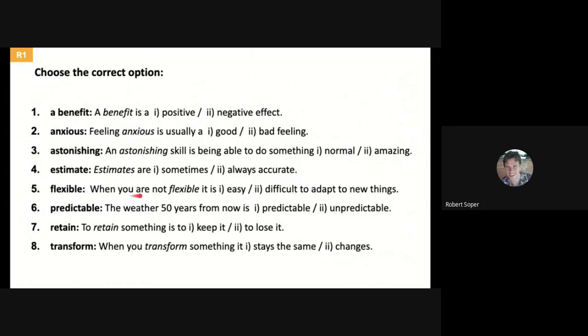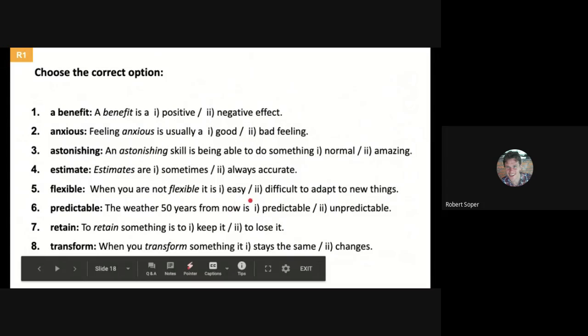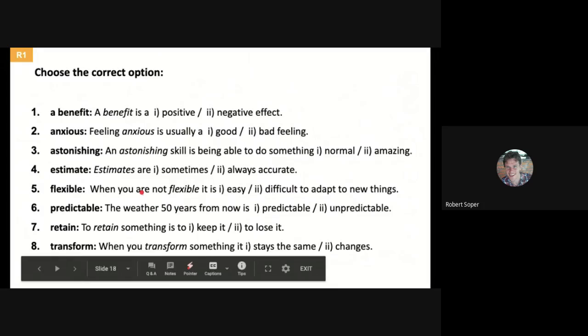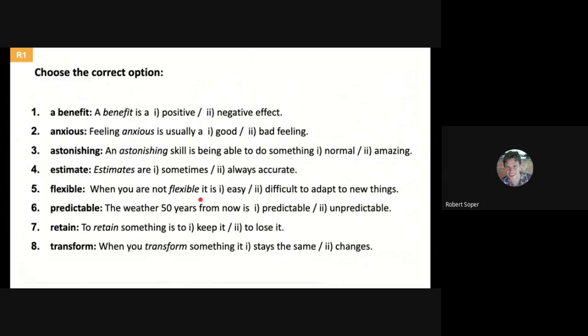Flexible. So when you are not flexible, it is easy or difficult to adapt to new things. So is it easy or is it difficult to adapt to new things? Okay, the correct answer here was number 2, difficult. So when you are not flexible, it is difficult to adapt to new things. If you're not flexible, it means you're not able to change to suit the environment.